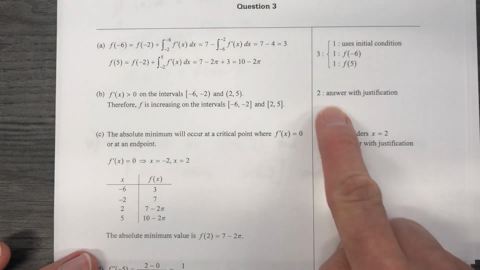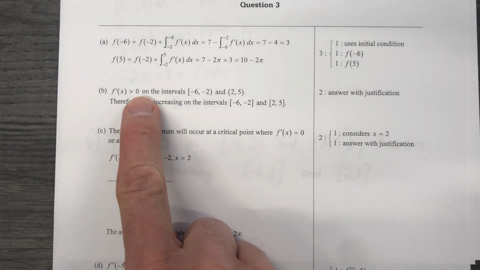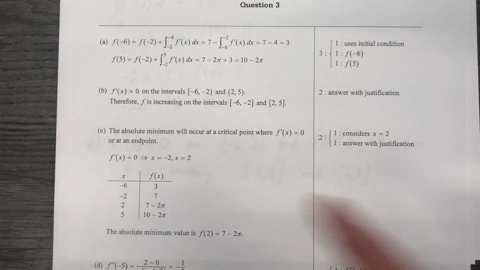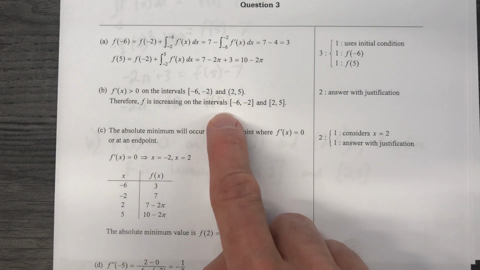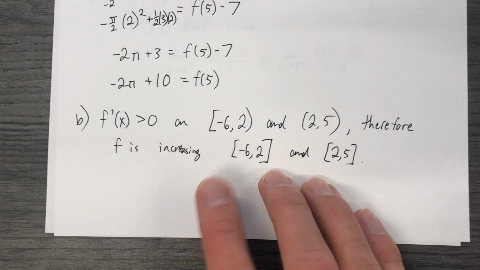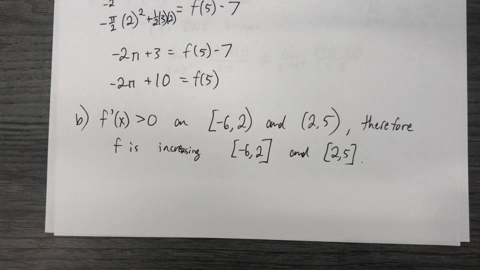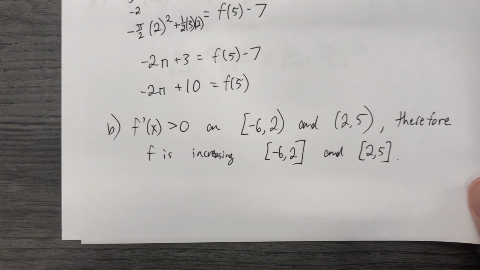Okay, part B. Answer with the justification. And actually, when I did this one, I was following the format of the answer key very closely because I wanted to talk about the brackets and parentheses. So what I have here is basically what I have here. Left a few words out, but it's all there. So answer with the justification, both there. All right, let's move on to part C.